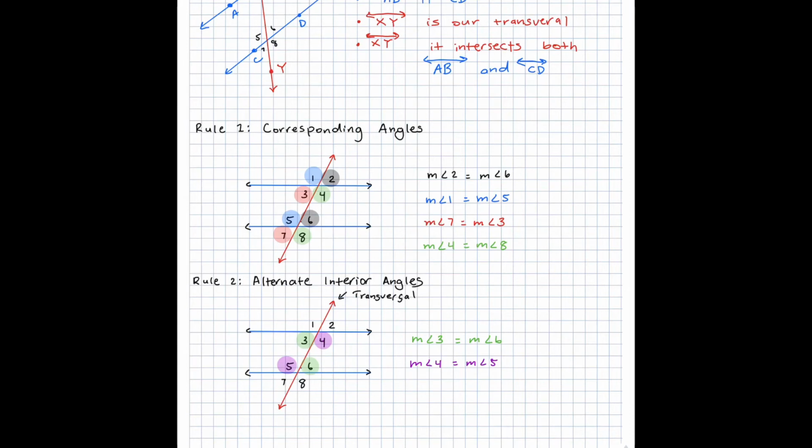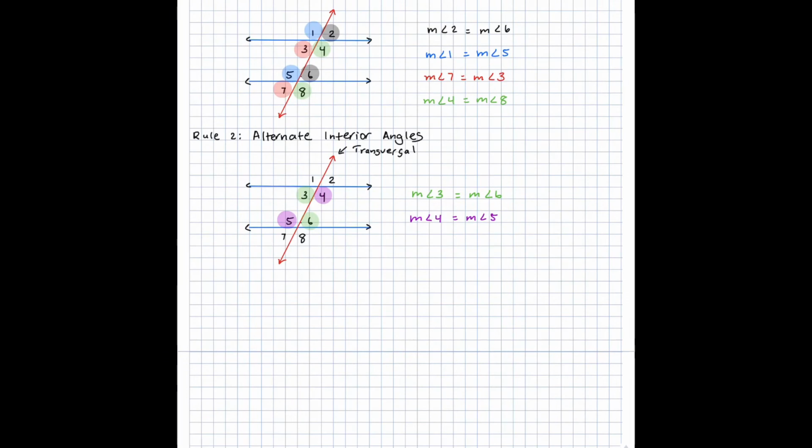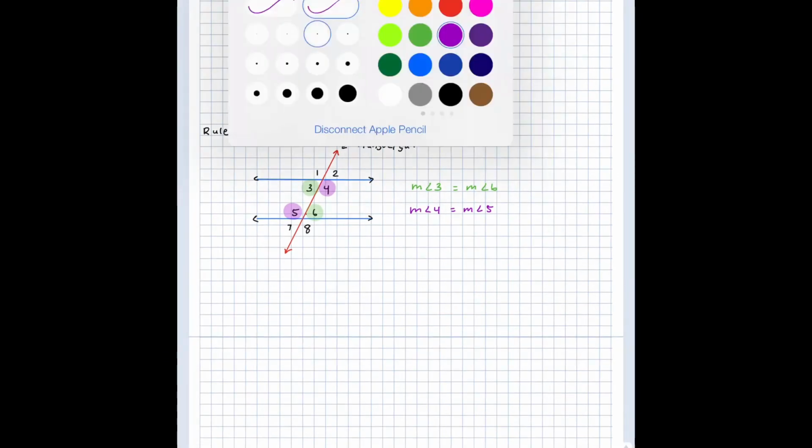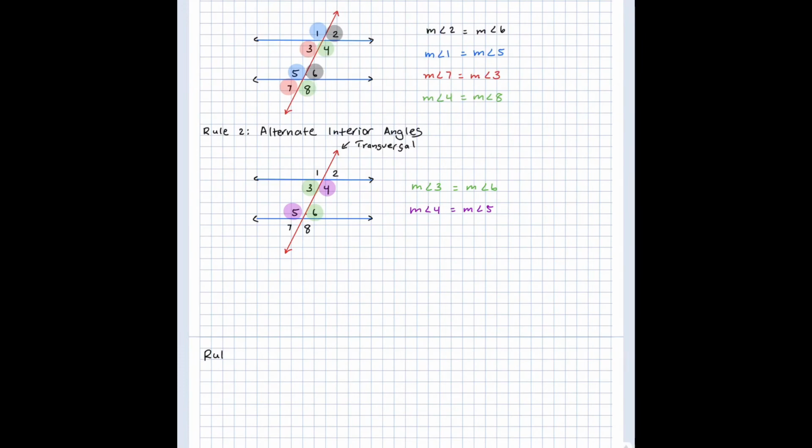Now, last rule we're going to look at. Rule 3. Alternate exterior angles. Very similar to alternate interior angles, except now we're looking at the exterior, outside of the parallel lines.